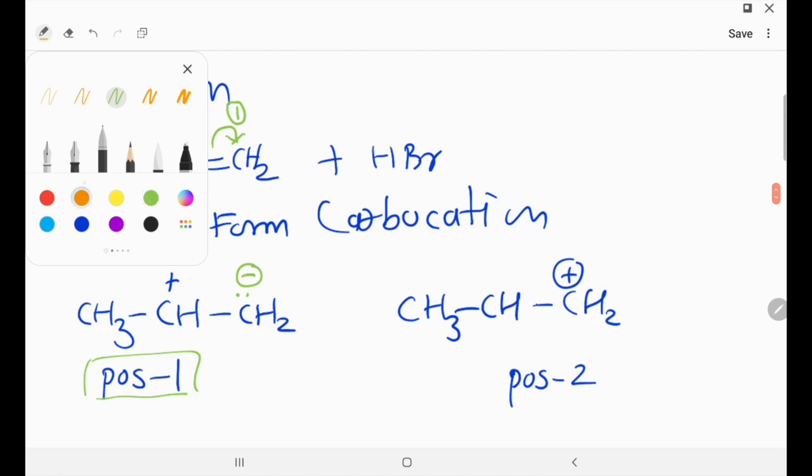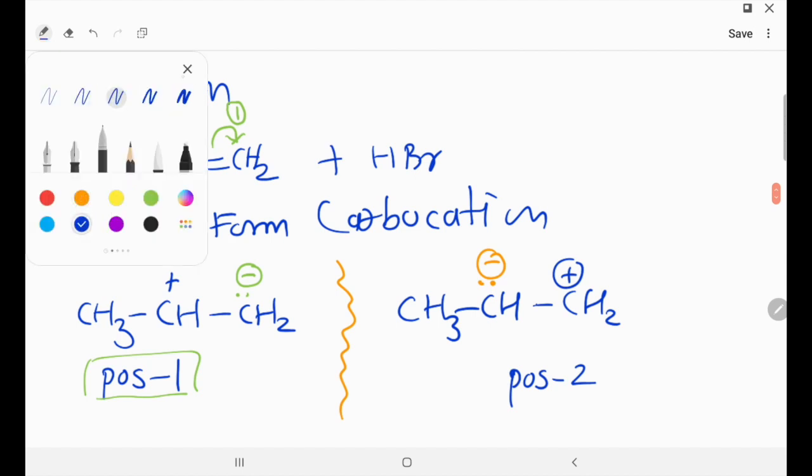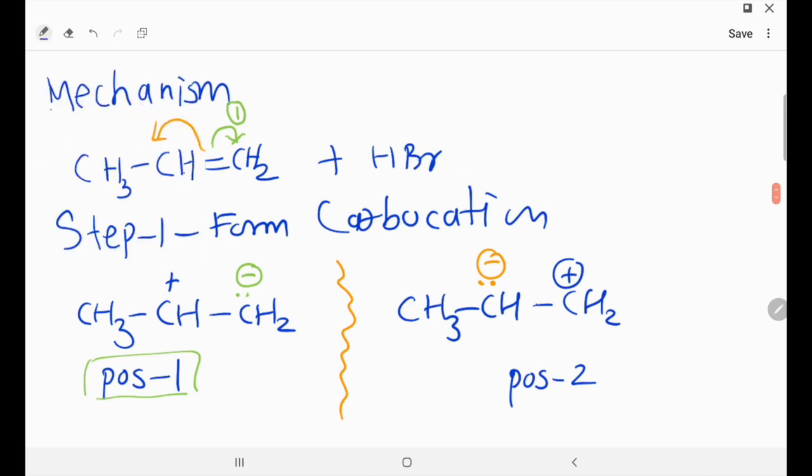While in the second case, we transfer this pi electron onto this particular carbon. So now there will be a negative charge, and on the next one there will be a positive charge. So these are the 2 possibilities. Now what you will do, you will add this Br minus to the given possibilities.